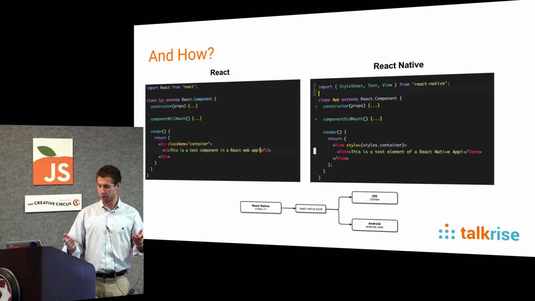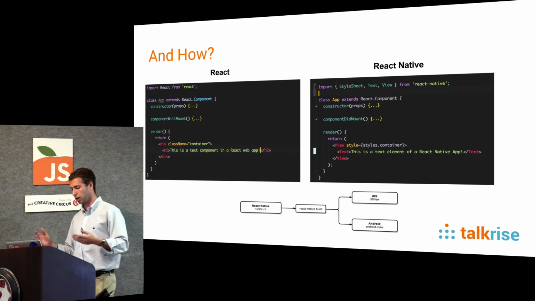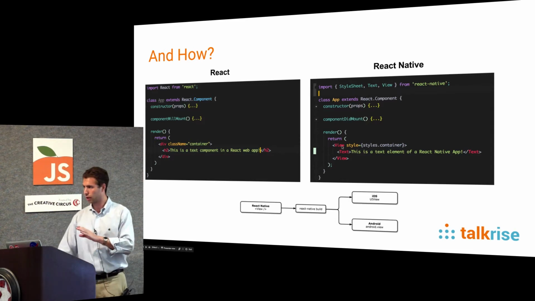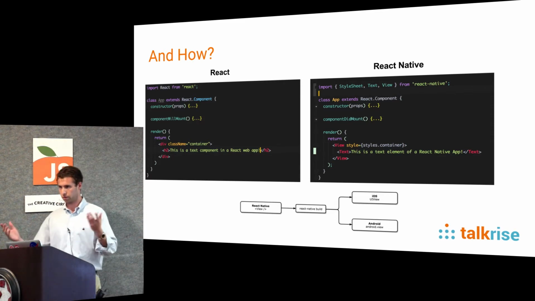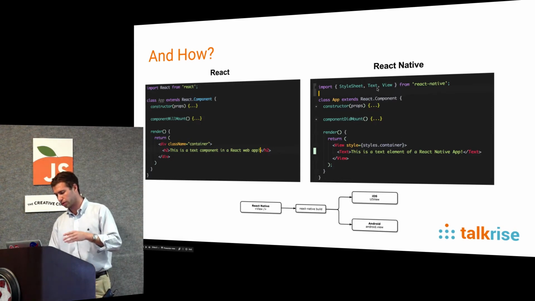And with plain React, you're just using the normal HTML that we all know and love, right? Where on the right, you might see here that it looks almost identical, right? Which is the beauty of getting to use React for native development, except you import components like style sheet, text, and view from React Native and use those to create your views.